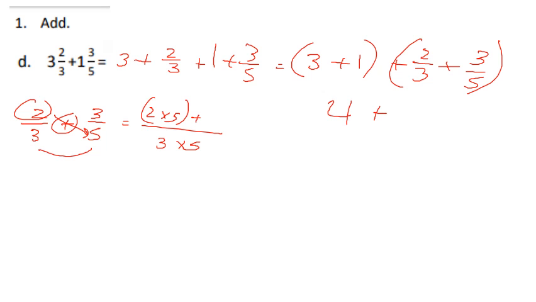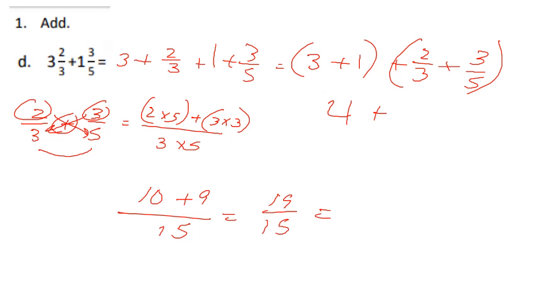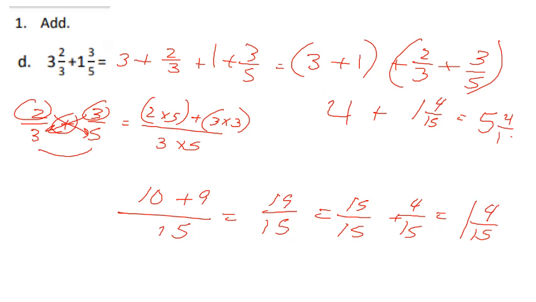plus 3 times 3, which now makes that 10 plus 9 over 15. So that equals 19 fifteenths. Now here we've got a fraction that's greater than 1, and we can tell that because we can take a whole out of it, which would be 15 fifteenths, and we would still have 4 fifteenths left. So that equals 1 and 4 fifteenths. Now we're going to put that up here, 1 and 4 fifteenths, which the total is now going to be 5 and 4 fifteenths.